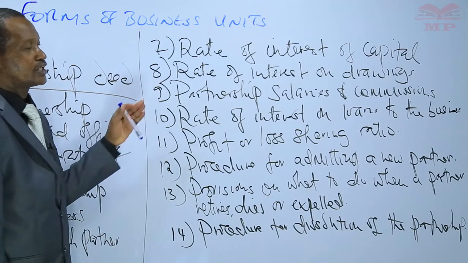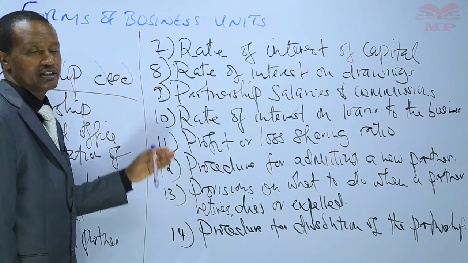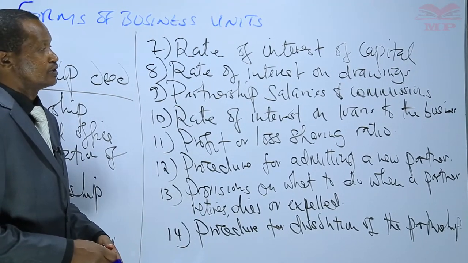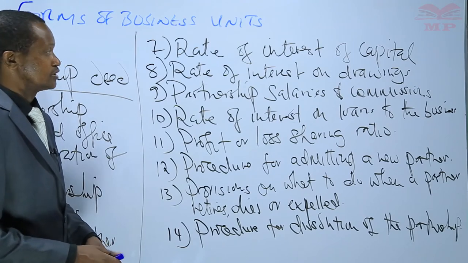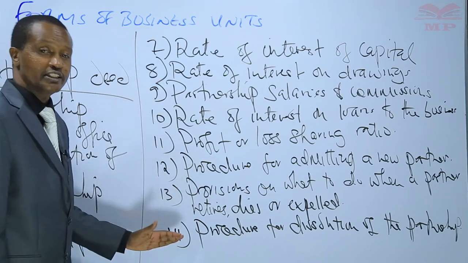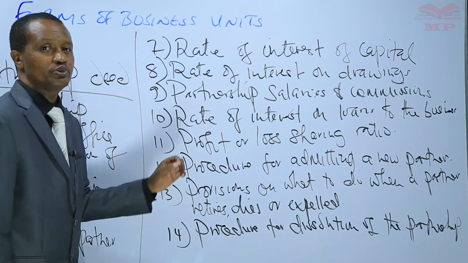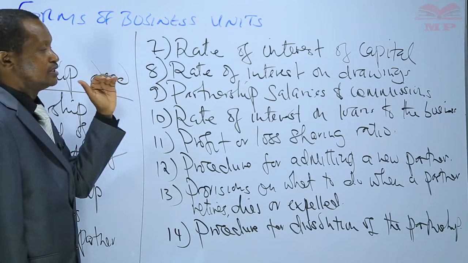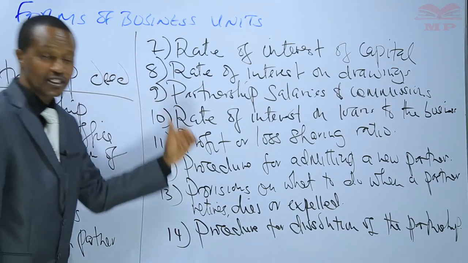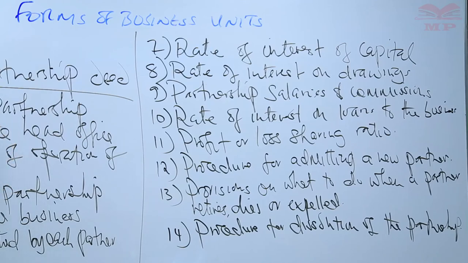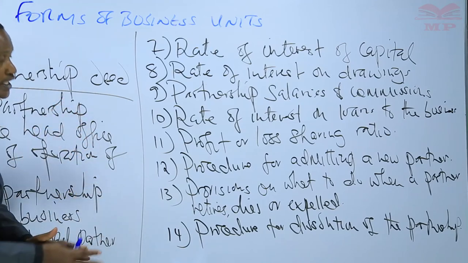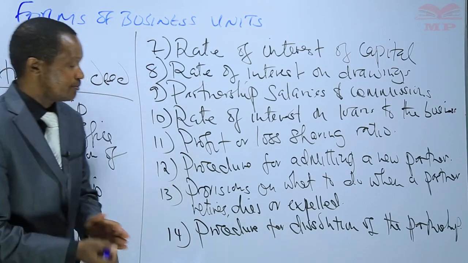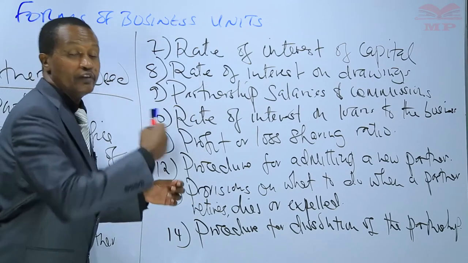These are very important items that the partners must agree in advance before starting to do any partnership business. Because these are some of the areas in which disagreements or disputes may arise. So before starting a partnership business, it's important to have an agreement on some of these matters. When that happens, it becomes very easy to resolve any disputes that may arise or any changes that may come by in the life of the partnership.